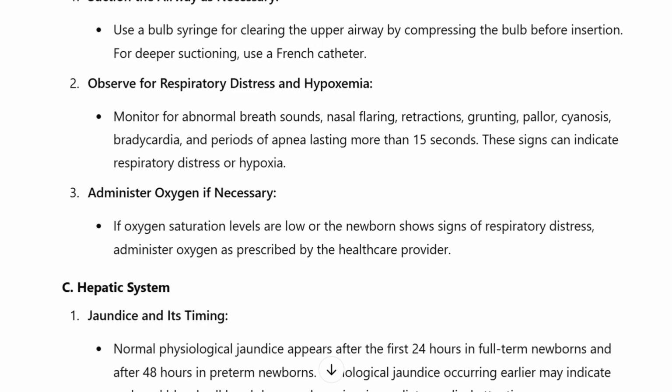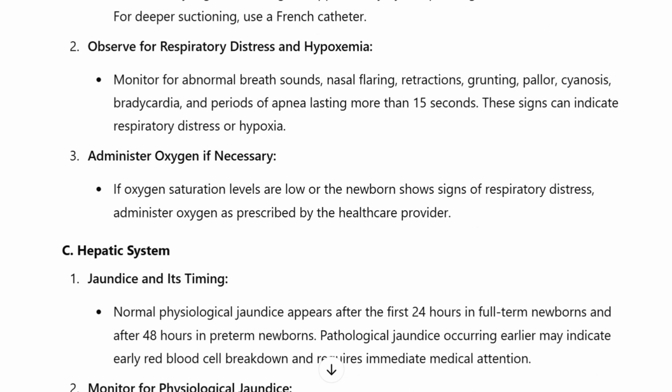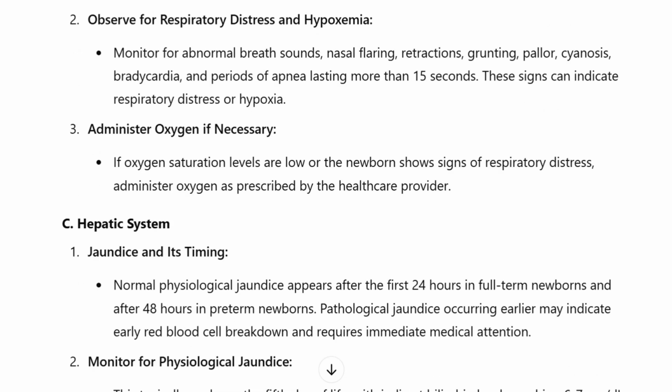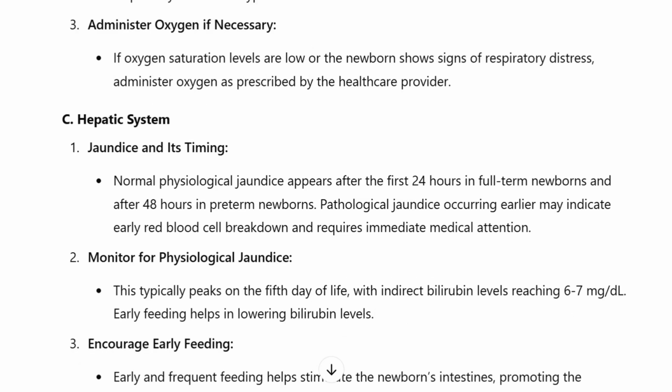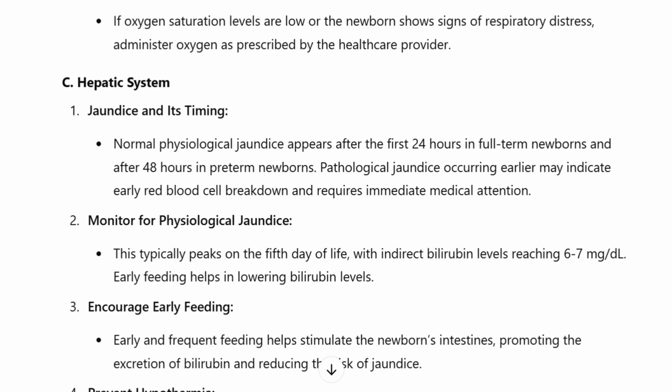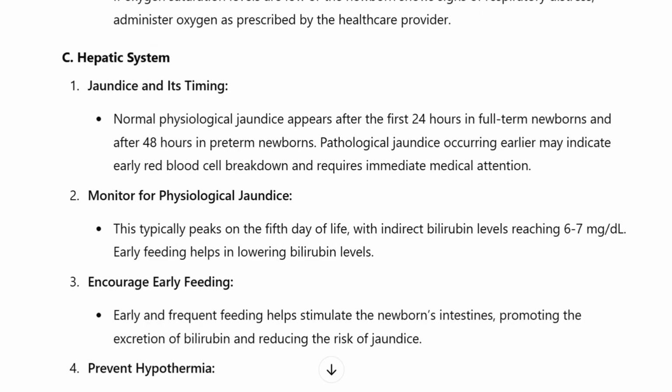3. Administer oxygen if necessary. If oxygen saturation levels are low or the newborn shows signs of respiratory distress, administer oxygen as prescribed by the healthcare provider. C. Hepatic system. 1. Jaundice and its timing. Normal physiological jaundice appears after the first 24 hours in full-term newborns and after 48 hours in preterm newborns. Pathological jaundice occurring earlier may indicate early red blood cell breakdown and requires immediate medical attention.